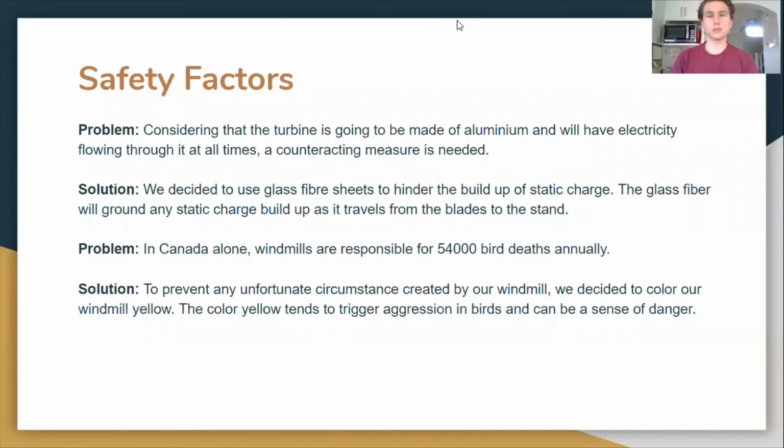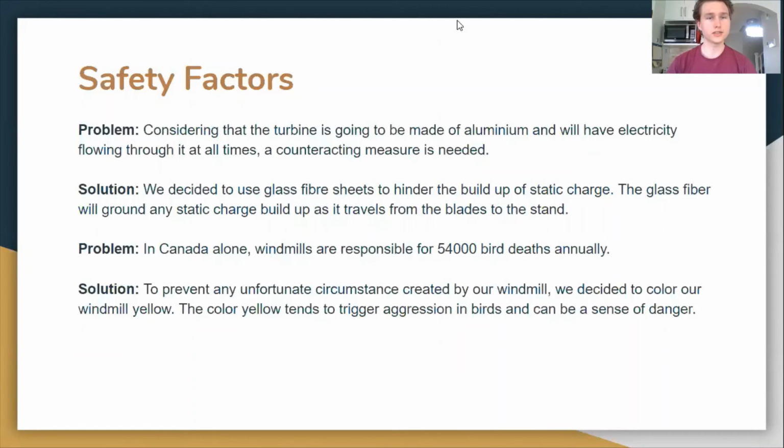So we had a couple problems when it comes to safety factors for our wind turbine. Considering that our wind turbine is made out of aluminum, we were concerned about the buildup of static electricity throughout our turbine, which could have a huge discharge. So we decided to cover it in glass fiber sheets to prevent the buildup of static charges. What this does is essentially ground static charges before they're even allowed to build up, and prevents it from traveling from the blades to the stands.